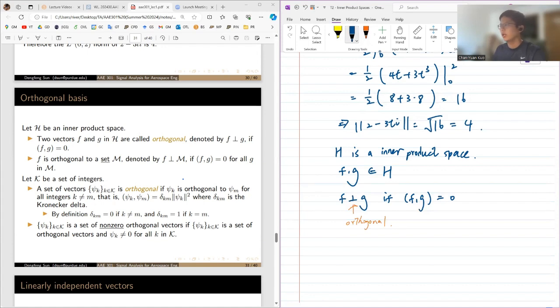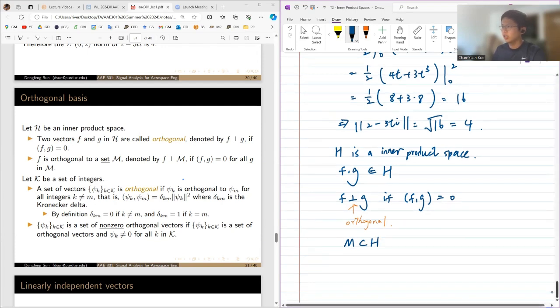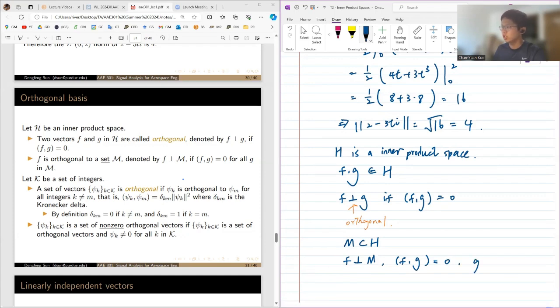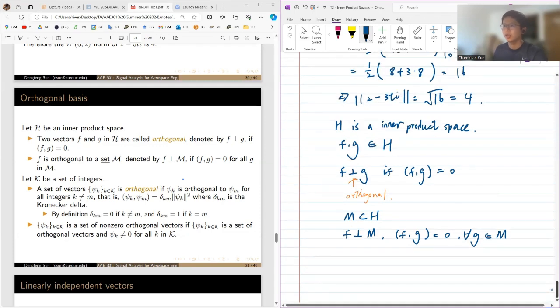Okay. And now if we have a set of vectors from H, let's call this set M. And we say f is orthogonal to this set of vectors if the inner product of f and any vector g in M equals 0. So here g is any vector in M.